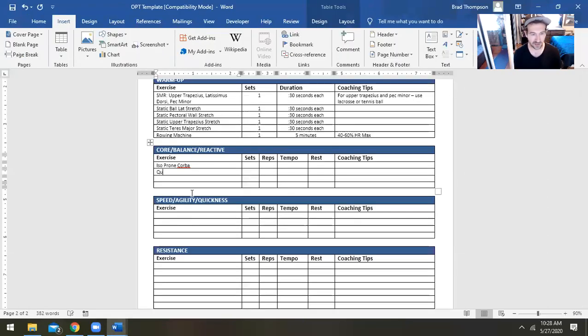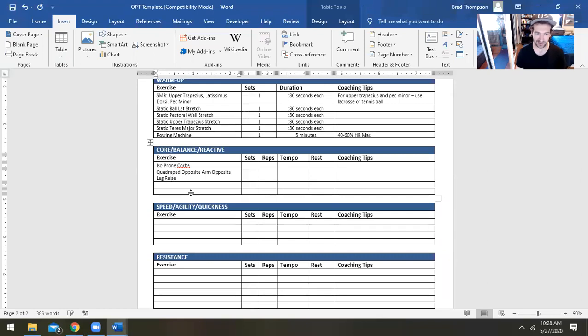So the quadruped opposite arm, opposite leg raise. Longest name for an exercise in the world. That's why they call it the bird dog. Then we have our balance exercise. Again, the single leg lift and chop is going to be incredibly relevant because you can use that posterior deltoid to help you as you are reaching those arms. So, single leg lift and chop.